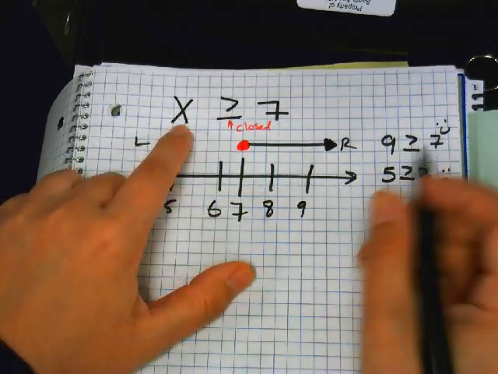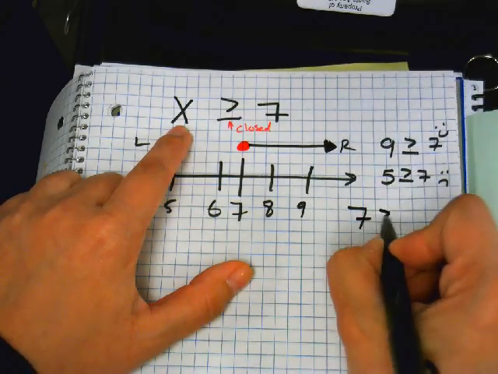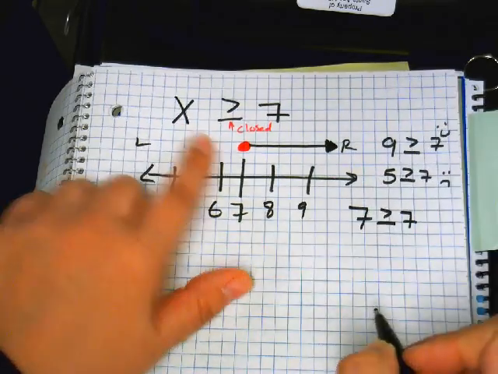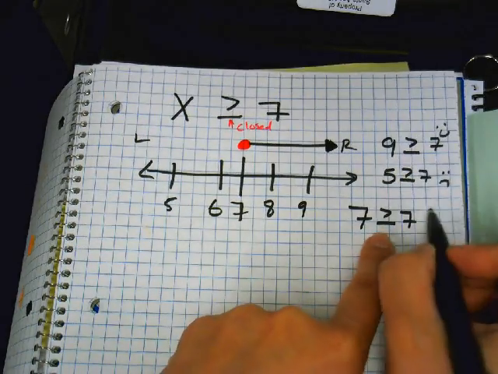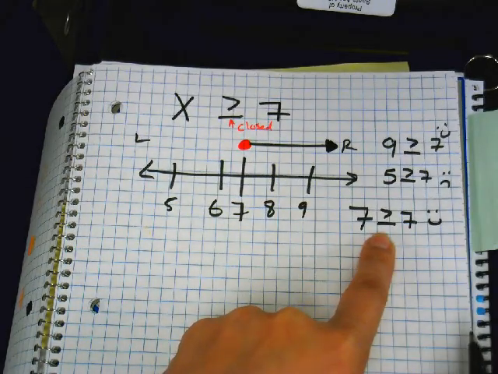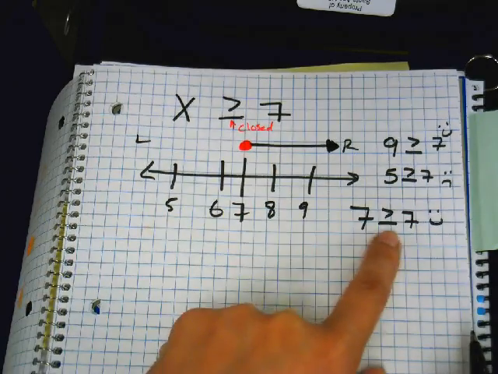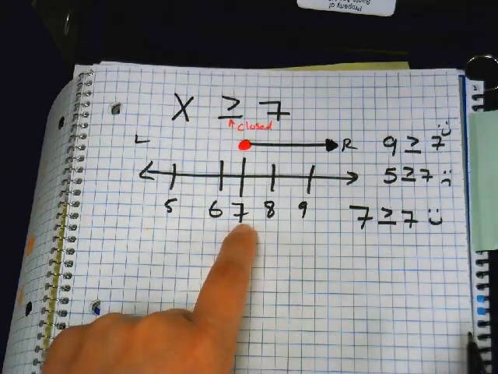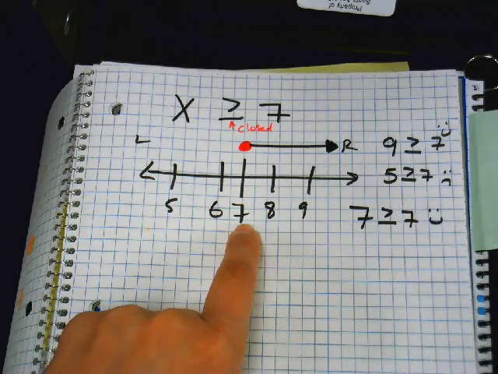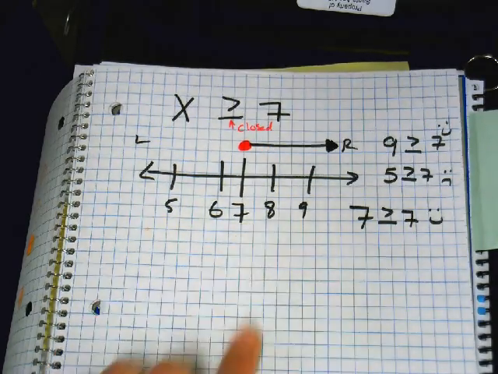Now, if I plug in 7, is 7 greater than or equal to 7? It's the equal to part, so that makes me happy because it's true. It's a true statement. So that's why I have a closed circle. I have a closed circle because of that equal to part. I can use the number 7. 7 is part of my answers.